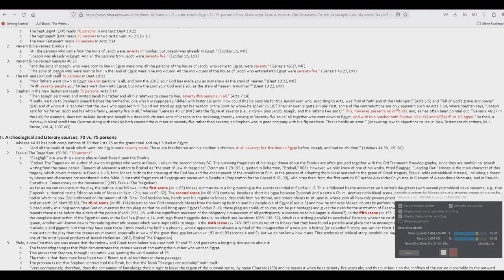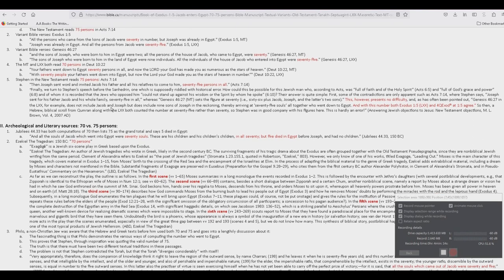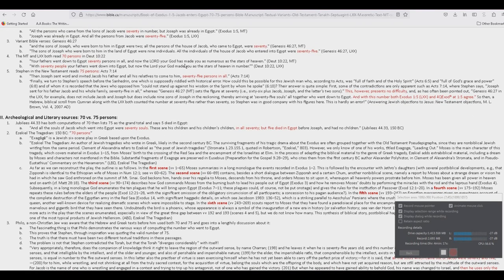Okay? Then there's variants of Genesis 46. A, and the sons of Joseph who were born to him in Egypt were 2. All the persons of the house of Jacob who came to Egypt were 70. That's in the Masoretic text, which is the one the rabbi is using, right? And then B, it says 75 for the same verse, and that's in the Septuagint, okay? So in Deuteronomy 10, the Masoretic and the Septuagint both say 70 persons, right? And then Stephen in the New Testament reads 75 persons, that's in the book of Acts.